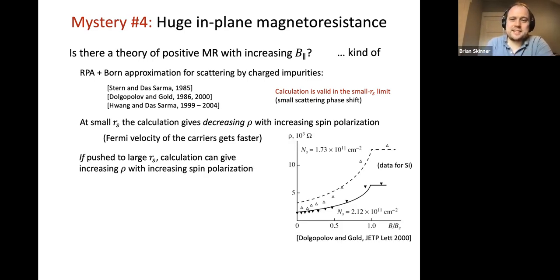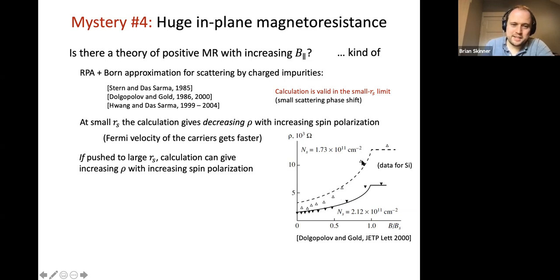Now, if you nonetheless take the calculation to the large RS limit, you sort of bravely use your Taylor expansion without a small parameter, the calculation will give you increasing resistance with increasing spin polarization. And this has been used in the literature to explain, say, data on silicon inversion layers. There was some data that showed resistance increasing with spin polarization and saturating, and that was compared to this RPA plus Born approximation calculation.